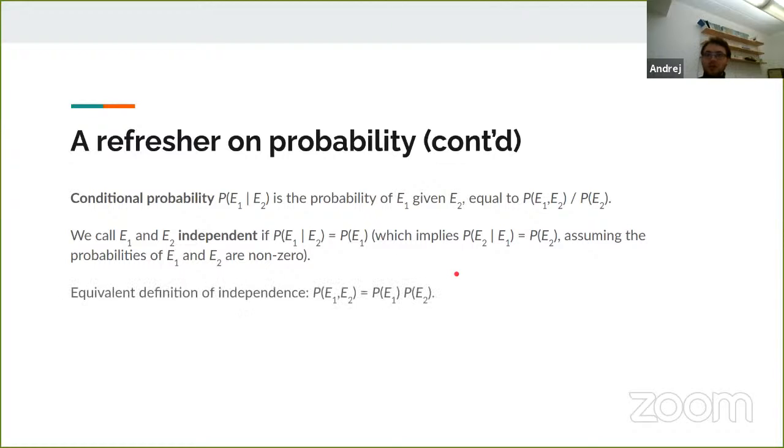Now, there is an equivalent and frequently more useful definition and interpretation of independence, and it's this one. The probability of the joint event is equal to the product of the probabilities of the events E1 and E2. And this is a very useful fact. You'll hear it referred to as the product rule sometimes.